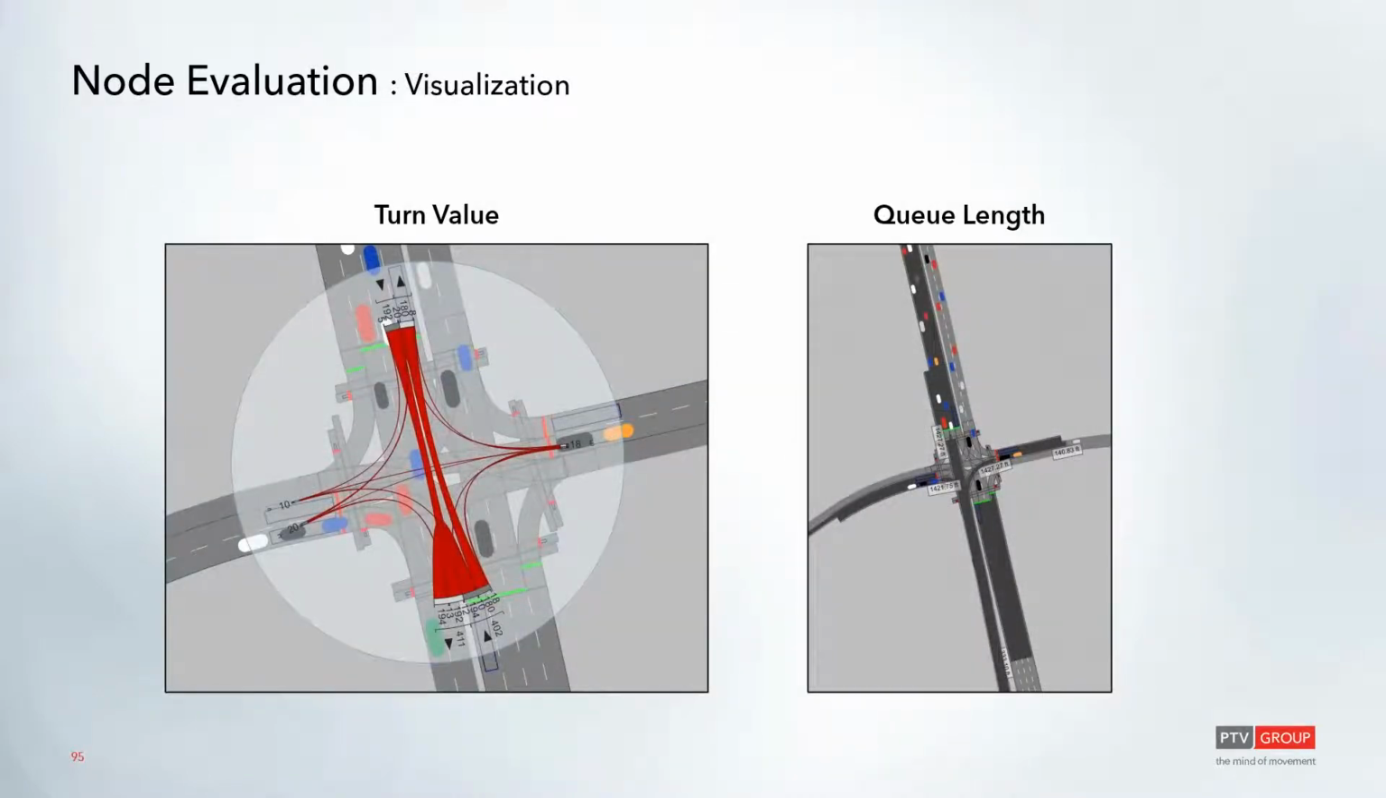And then as far as visualization goes, for the nodes, we have two different options. The first one is going to be turn value. So this is where you can actually view different information, such as the number of vehicles that traveled through each of these turns during particular intervals throughout the simulation. And then on the right-hand side, you can see that the queue lengths are displayed there visually. So this is just a good way to quickly check your network and see how far either the average queue lengths are or the maximum queue lengths.